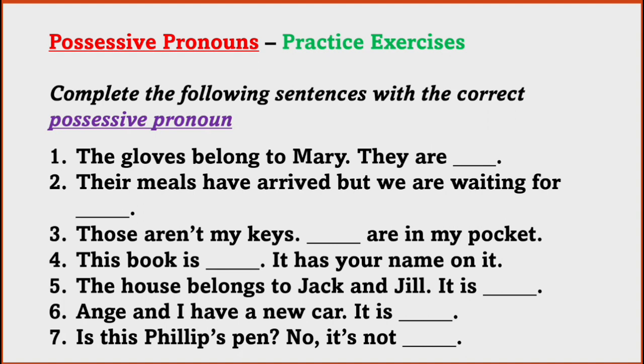Now we will see the answers. The gloves belong to Mary. They are hers, because Mary is a female. Their meals have arrived, but we are waiting for ours. Their indicates a group. Those are not my keys. Mine are in my pocket. This book is yours. It has your name on it. The house belongs to Jack and Jill. It is theirs. Ange and I have a new car. It is ours. Is this Philip's pen?